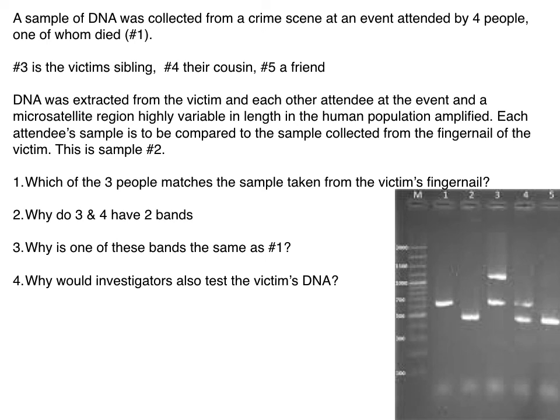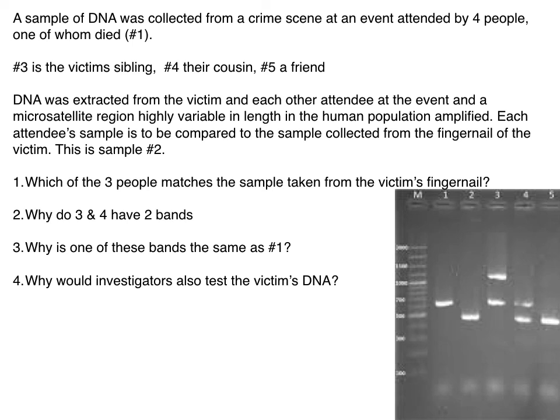Okay? So if you look at this gel, you can answer these 4 questions. You can tell me which of the 3 people, individual 3, 4, or 5, matches the sample taken from the victim's fingernail. Who has the same genotype as the sample taken from the fingernail, number 2? You should also be able to tell me why individuals 3 and 4 have 2 bands rather than 1. Okay? Why is one of those bands that they have the same as the band that we see in the first lane, or sample number 1?